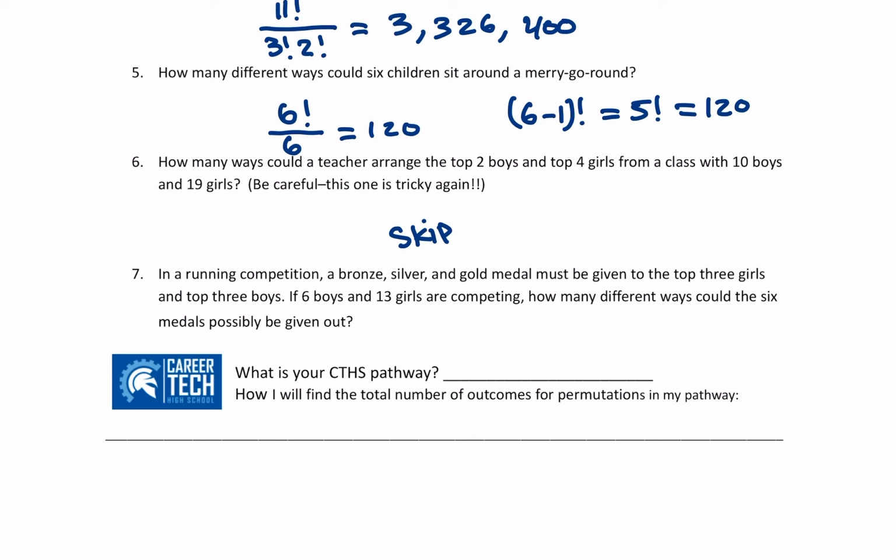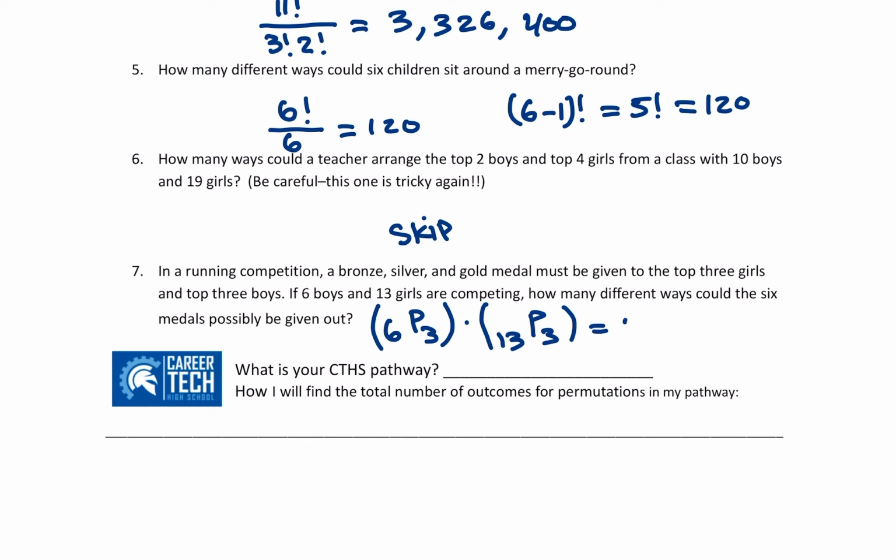So let's just think about the boys. I've got a total of 6 boys, so I'm going to start with 6. Okay, now I'm giving out 3 medals, so I'm going to do 6 nPr 3 as my first permutation. Okay, now for my second permutation, I'm going to think about the girls. Well, I've got 13 girls, and I'm still giving out 3 medals to them. And if I multiply those two together, I get 205,920. And that right there is going to be my final answer.